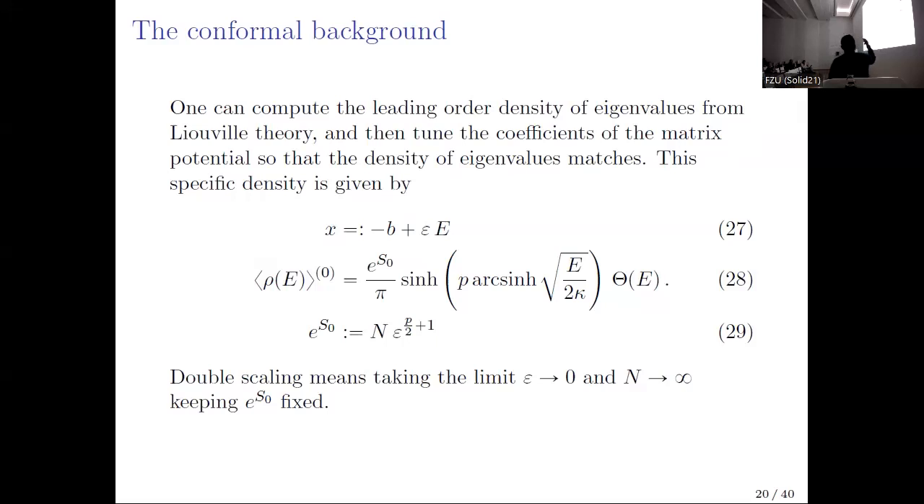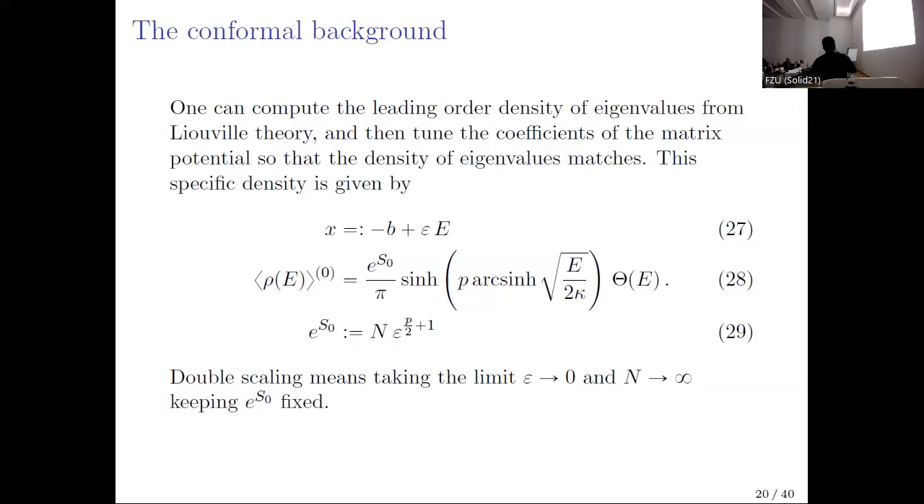And this Moore-Seiberg-Staudacher result is that the density of states should look like this. So the density of states will only be supported now for positive E. And it has the sinh times P of arcsinh form. This is a polynomial in the square root of E. It's not obvious, but it's just some trig function that you can expand out, and it's an order P or P over 2 polynomial in energy. And e to the S naught is the new genus expansion parameter.